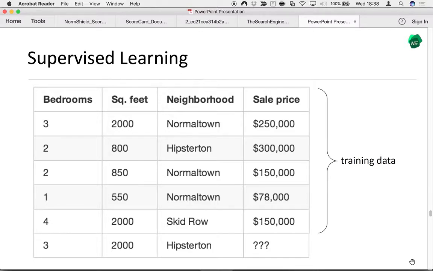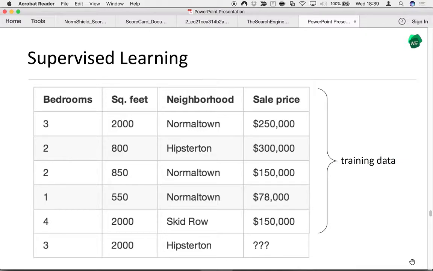225,000? 225. Why? I looked at the first line and the second to last, about 2,000 square feet, the delta between 250 and 150. Excellent. So that's not the correct answer, but the way he is approaching it is the right way. That's actually called machine learning.